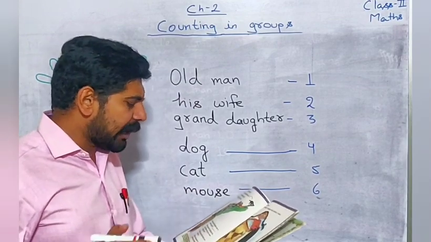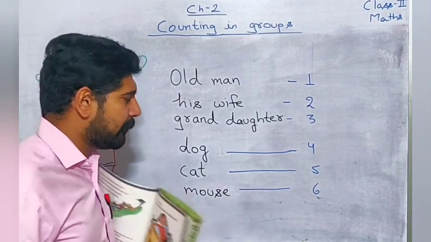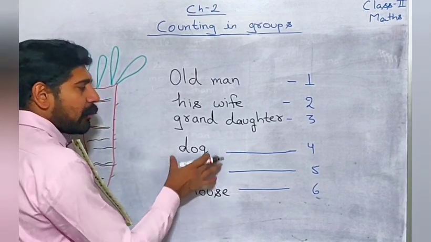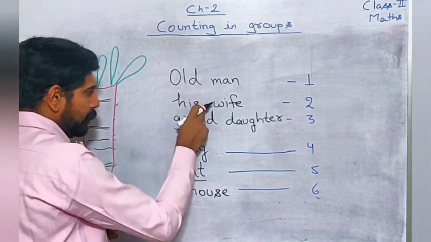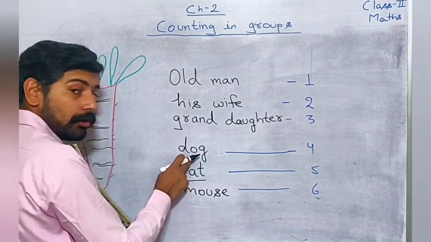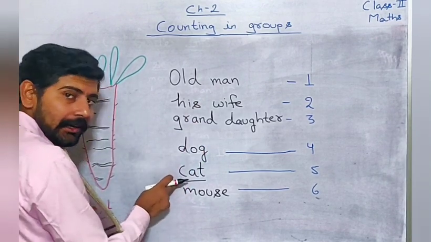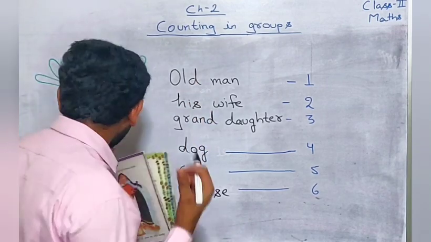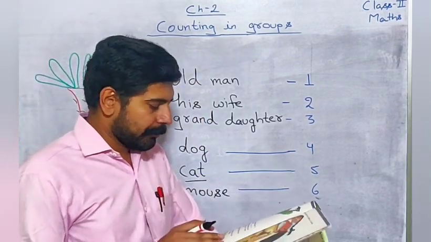How many were pulling the carrot before the cat came to help them? Where is cat? Here is the cat. Before cat, how many came? 1, 2, 3, 4. After 4th, it is cat, na? That means before cat, 4 came to pull the carrot out.